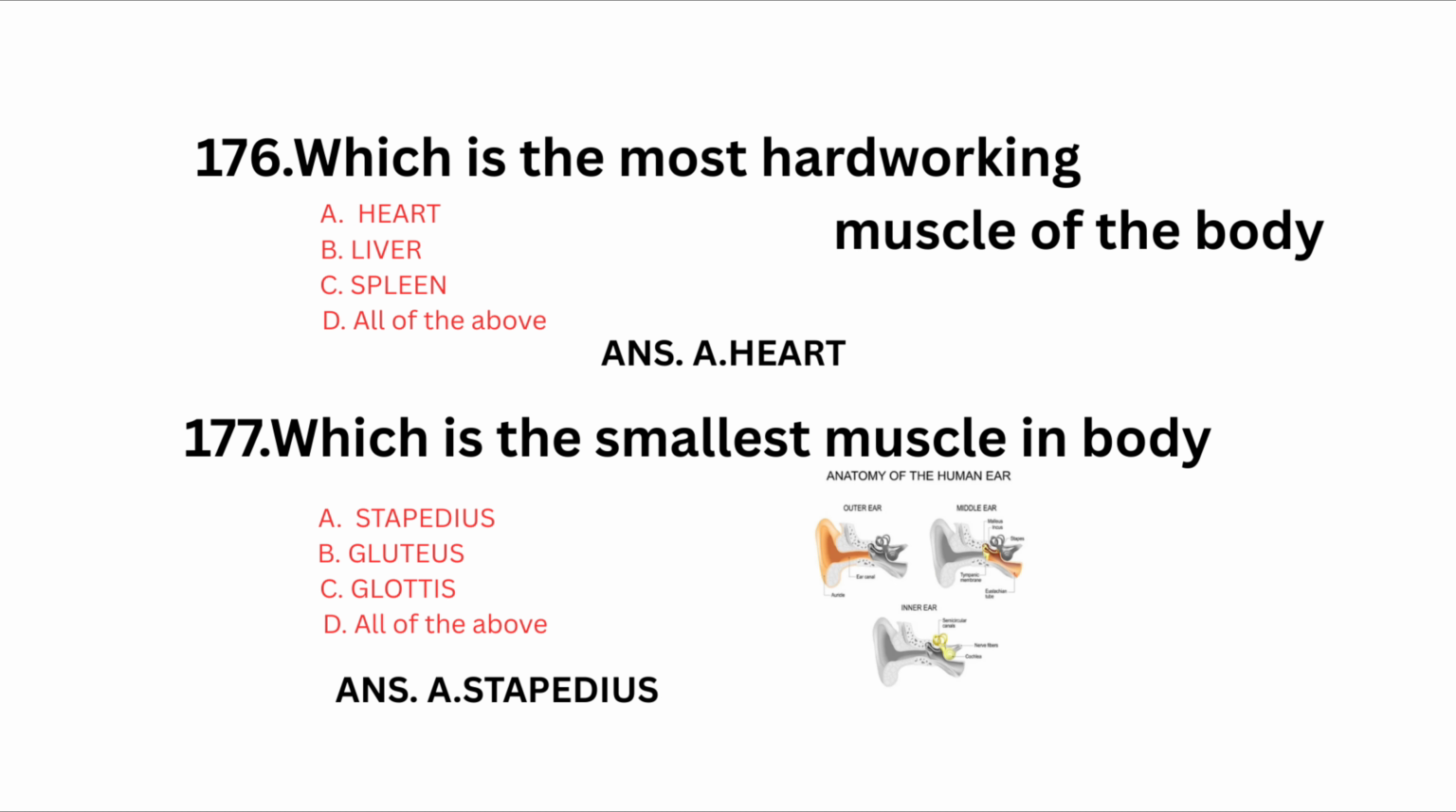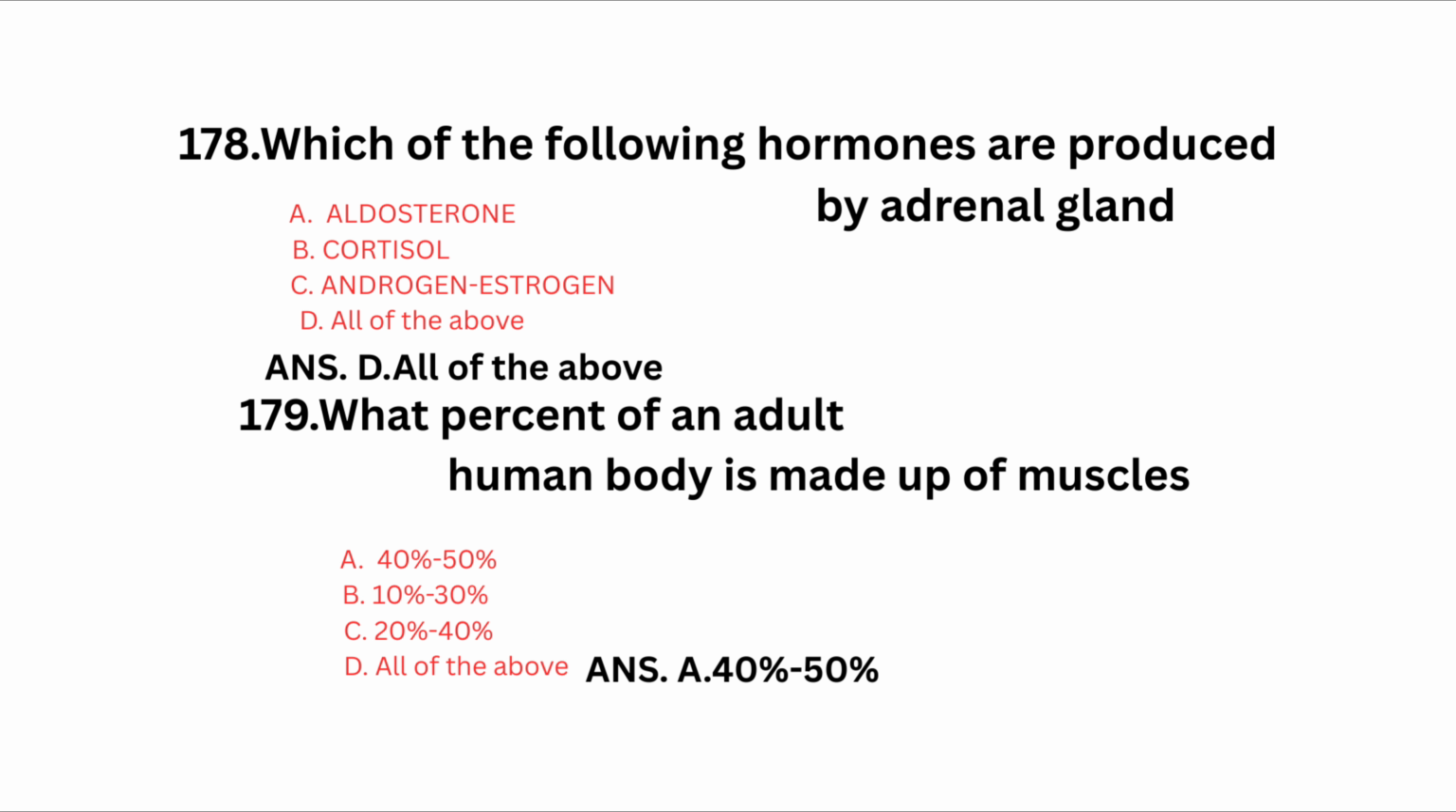176. Which is the most hardworking muscle in the body? A, heart, B, liver, C, spleen, D, all of the above. Answer is A, heart. 177. Which is the smallest muscle in body? A, stapedius, B, gluteus, C, glottis, D, all of the above. Answer is A, stapedius. The stapedius, it's in the middle ear, which is the smallest muscle attached to stapes bone.